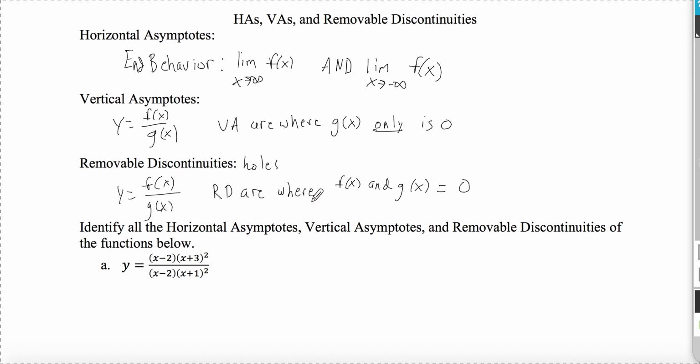Okay? So what I'd like you to try now is, looking at this function down here, can you identify the horizontal asymptotes, the vertical asymptotes, and the removable discontinuities? Just one function to do.